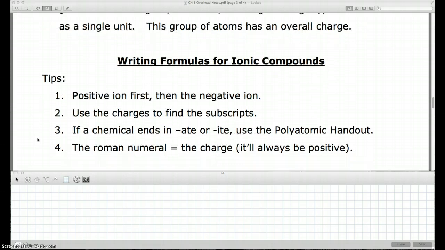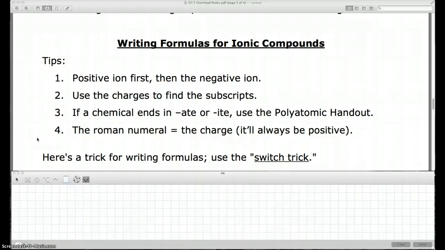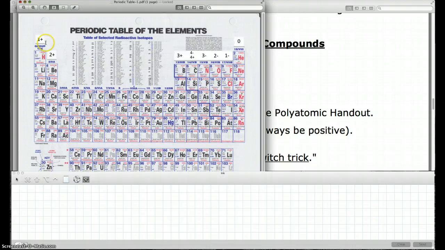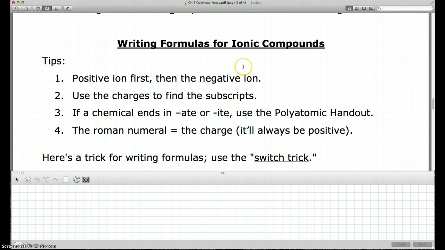So, getting into the skills that you will learn for this chapter. Writing formulas for ionic compounds. You write the positive ion first, and you can figure out if it's going to be positive or negative from looking at your periodic table. If I have sodium, I know it's positive. If I have calcium, I know it's positive. If I have chlorine, or sulfur, or bromine, I know they're negative. I just look at the column that they're in, and that's the charge of ion that they will form. So positive ion first, then negative ion. Use the charges to find subscripts. And if a chemical ends in ate or ite, use the polyatomic ion handout.